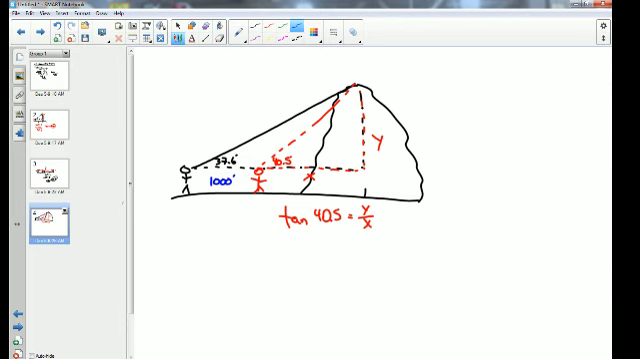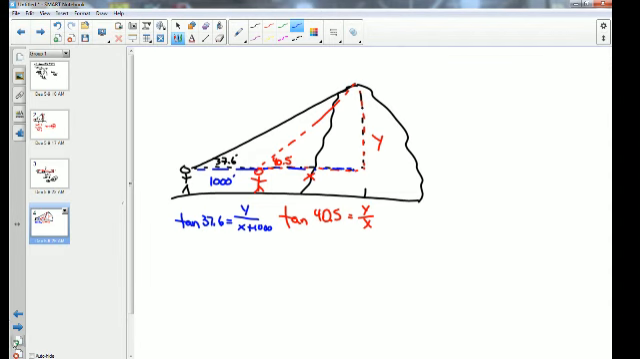Here, tangent 37.6 equals what? Y over x plus 1,000. Oh, yeah, it has to be this whole side. Right, so we have two equations, two variables. I can set up a system of equations to solve this.